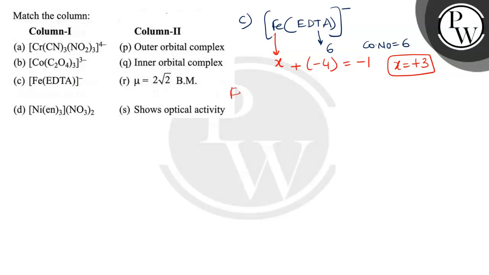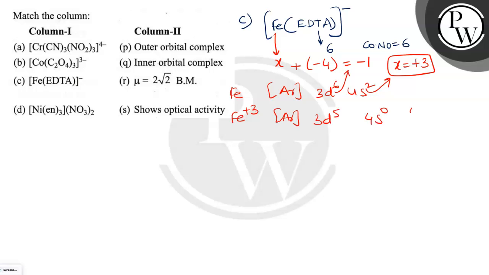So iron's atomic number is 26, configuration argon 4s2 3d6. This is in neutral iron, but iron is in the +3 oxidation state. So how many electrons did it lose? 3 electrons: 2 from the outermost shell and 1 from 3d. So it has argon and 3d5, 4s0, 4p0, 4d0. This type of configuration it has.